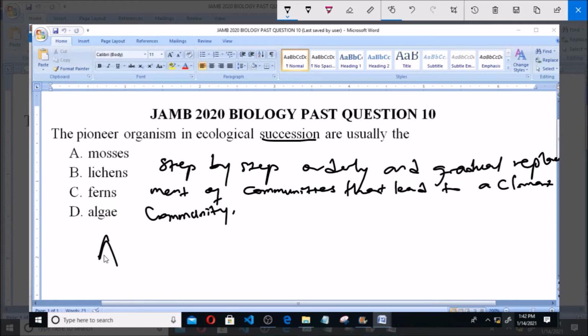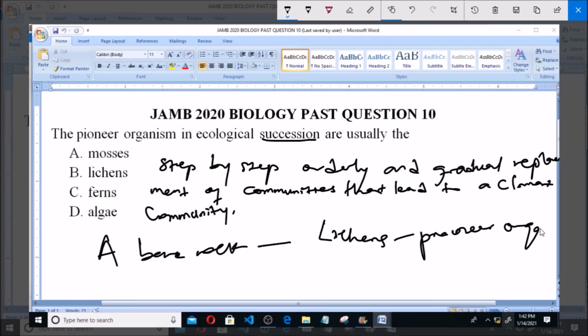Now, when you have a bare rock, the first organism to live on this bare rock is always the lichens. Lichens are always the first organisms to survive on a bare rock. Now, they grow and establish themselves on this bare rock, and because of that, they are referred to as what? The pioneer organisms. They are always the first organisms to establish and grow on a bare rock.